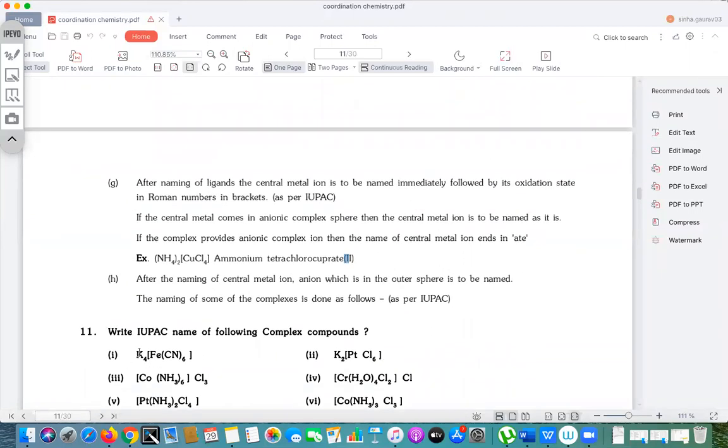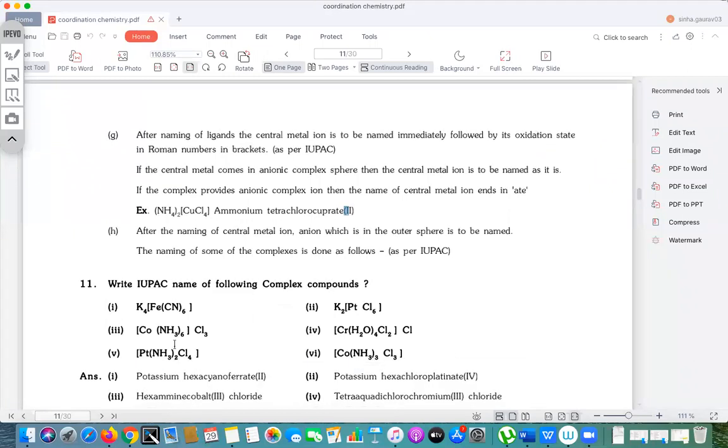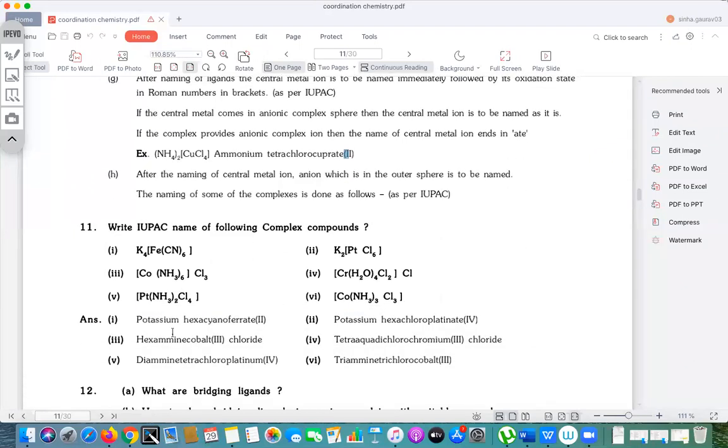K4[Fe(CN)6]. The positive part is potassium, so potassium hexacyanoferrate; it is a negative ion, so ferrate. The oxidation state is plus 2, so we write plus 2 in Roman numerals: potassium hexacyanoferrate(II). Number 2, K2PtCl6: the positive part is potassium, then hexachloroplatinate, with plus 4 as the oxidation state. Here we write the positive part first; this part we name first.